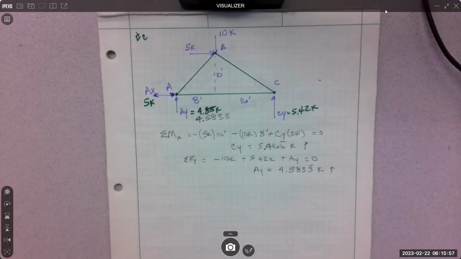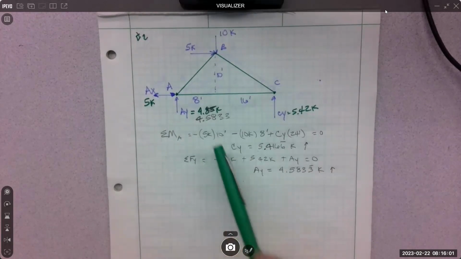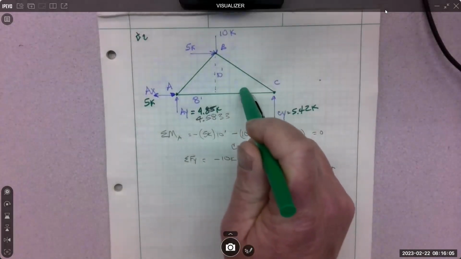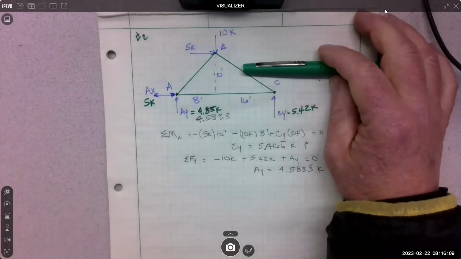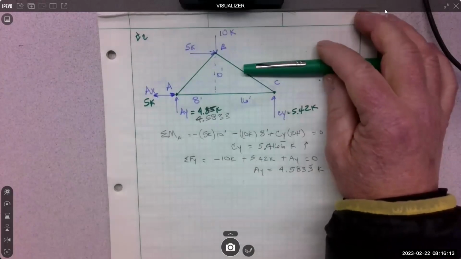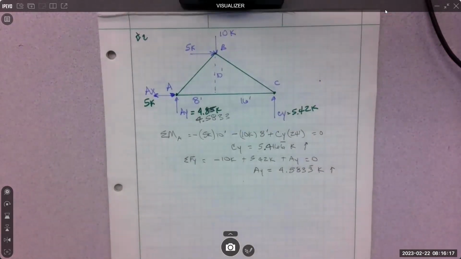So this is structurally sound. It's stable when it's like this. And our method of joints works. We can use it. Okay. If you stick one force in here, like in the middle of a member, then it's a frame and we can't use the method of joints. We actually can, but we have to use other systems too. So yeah, it's a truss.